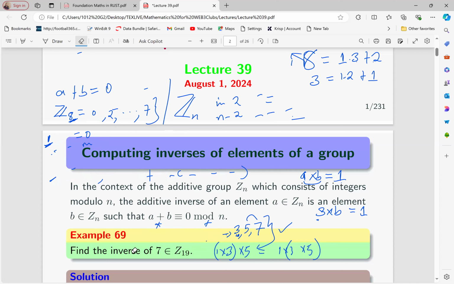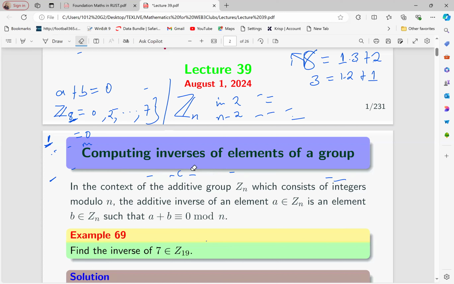Now let's look at example 69. Example 69 says, find the inverse of 7 in Z19. That Z19 does not have a star. So it means that is an additive group, because the identity element there is 0. 0 is still there. Is that okay? What is the inverse of that 7? Should be what?